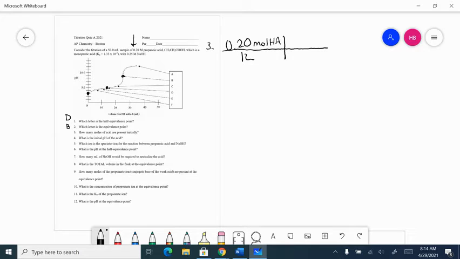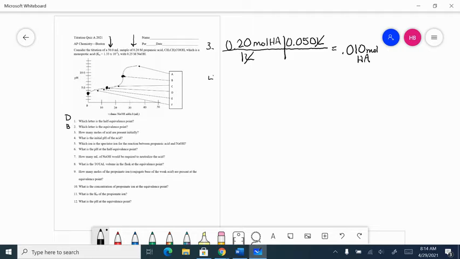But I didn't have 1 liter. I had 50 milliliters, so 0.050 liters. So the answer becomes 0.010 moles of weak acid. That's the answer to number 3.